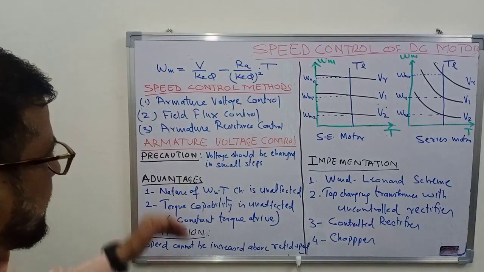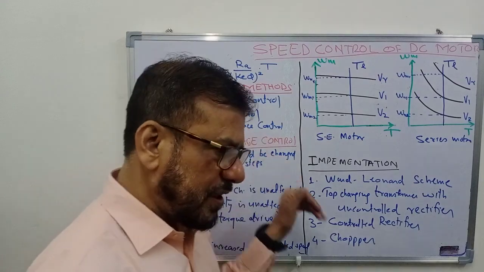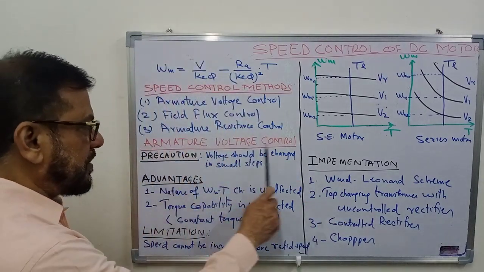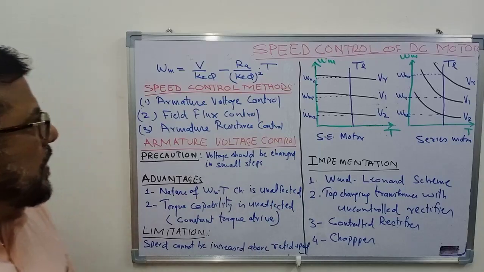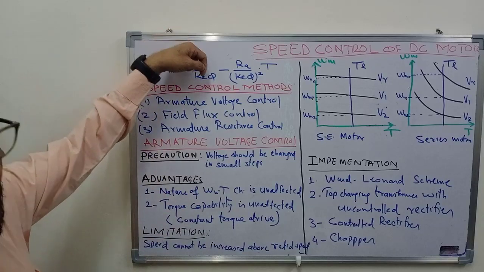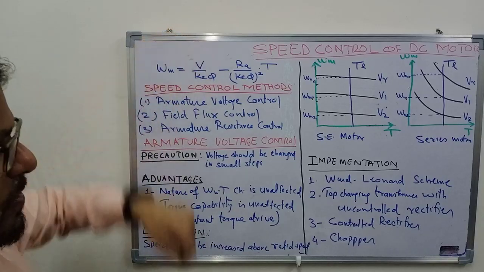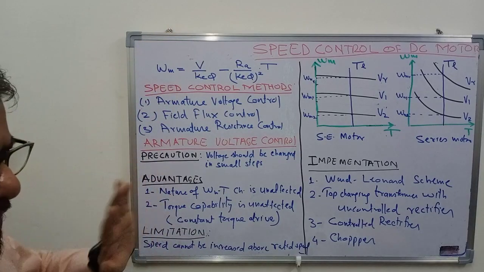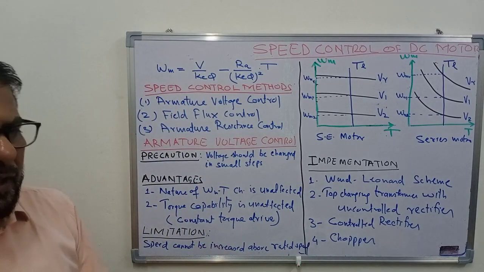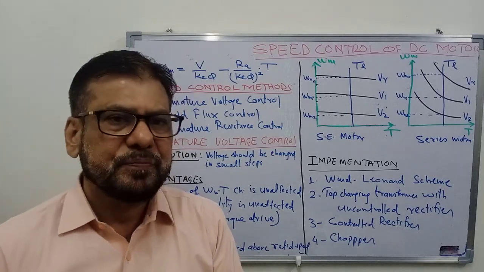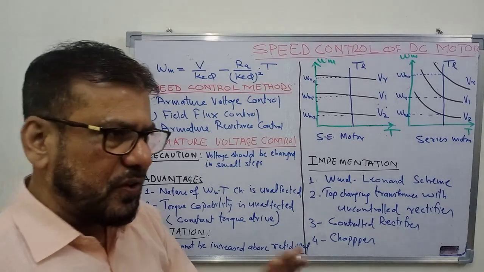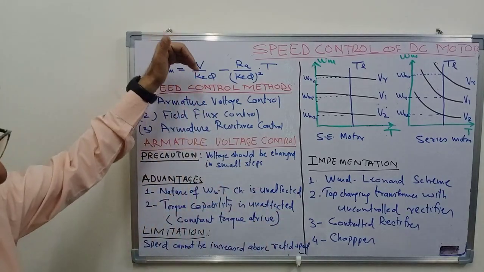So let us now discuss briefly the three methods here. The first method is armature voltage control. Now you can see this equation. If we vary the voltage across the armature, keeping the flux constant, that is, we give the field winding a separate supply so that the field flux is constant, we only vary the armature voltage.